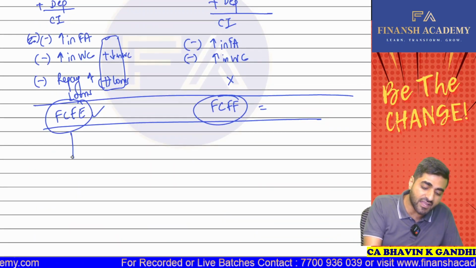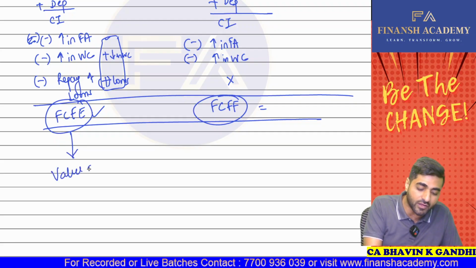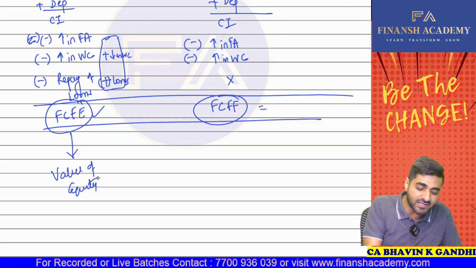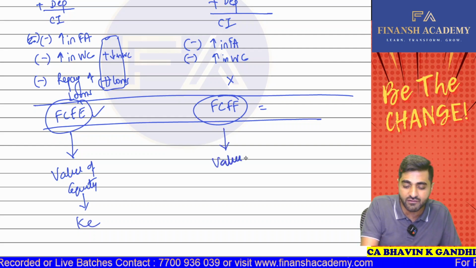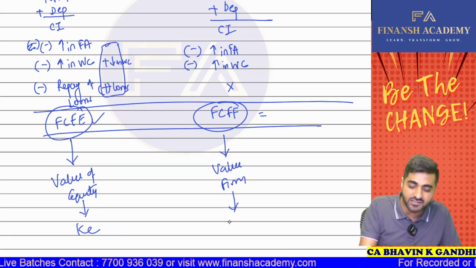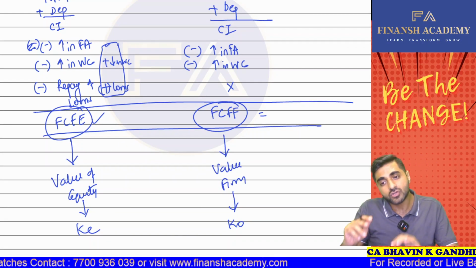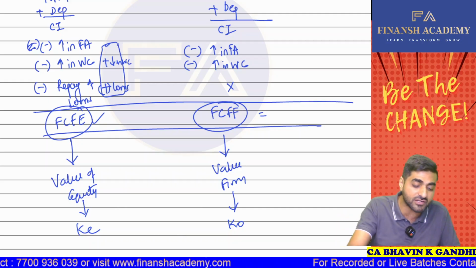Now, my dear students, FCFE is used to calculate the value of equity, and this will always be discounted at KE. For FCFF, we value the entire firm, and for this we take into consideration the WACC. So this is the prima facie distinction between FCFE and FCFF. I hope you have understood this.